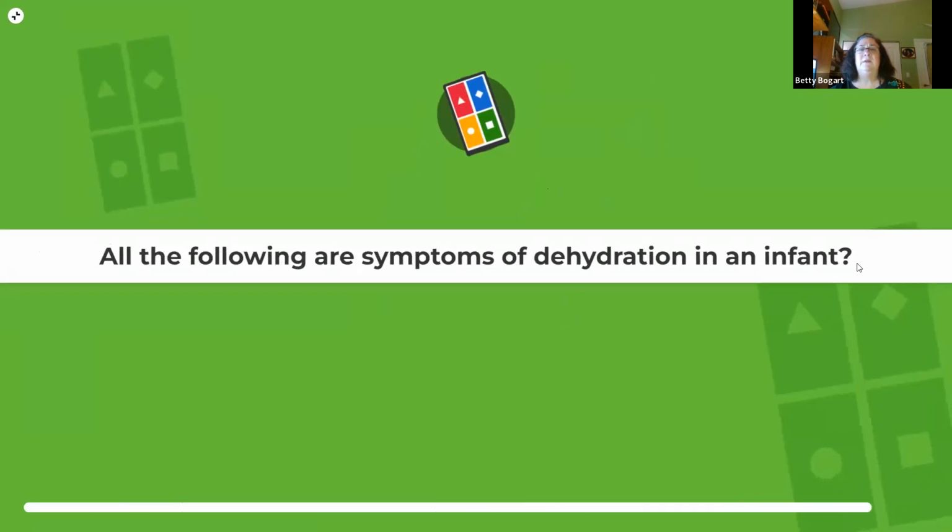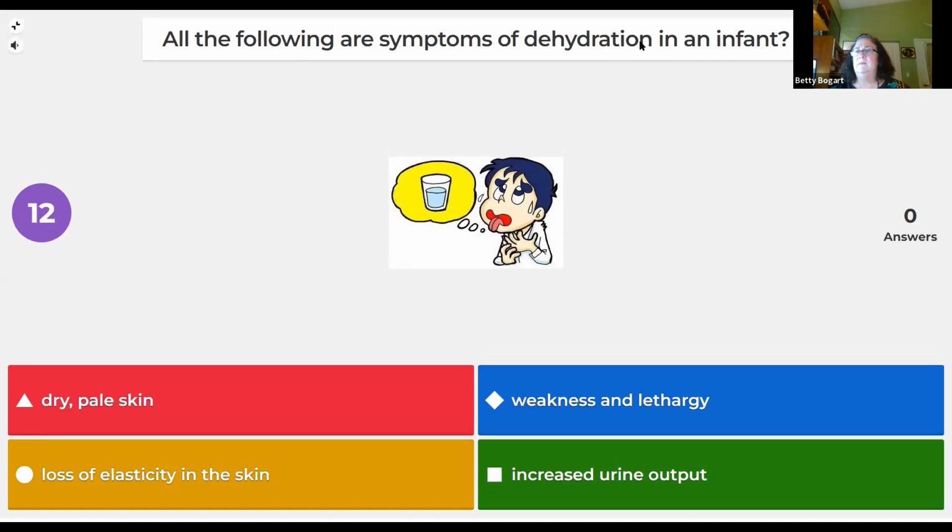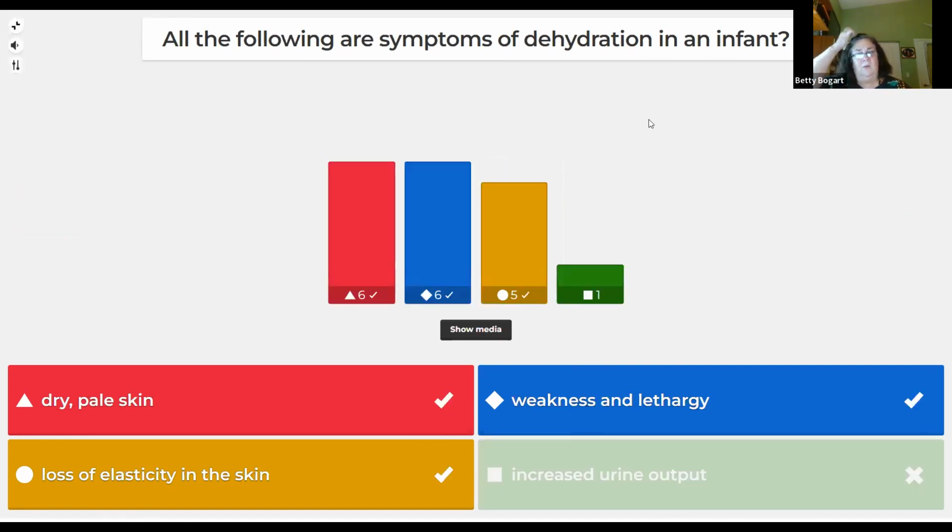All of the following are symptoms of dehydration in an infant. Remember, when you're talking about dehydration in children, it's a very scary thing, and we need to correct it as soon as we possibly can. So what do we need to know? Well, you're going to see that dry, pale skin. You're going to see capillary refill way down. The elasticity is down. And of course, you're getting weak and lethargic. You would see a decrease in urinary output, not an increase.